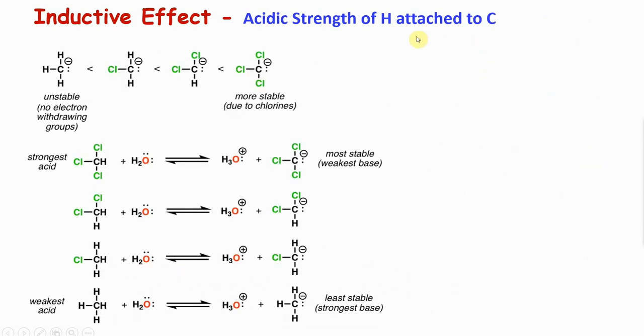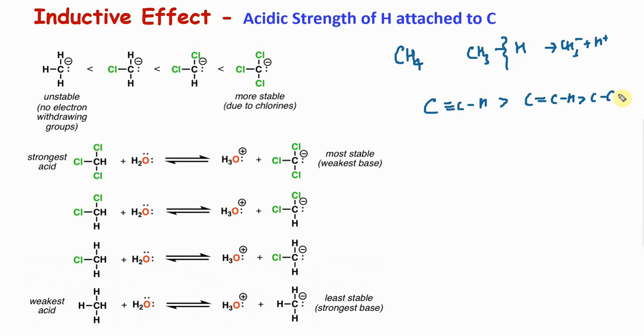Now we are going to go into the same idea with a different example. We are looking at methane, CH4, which we can take as CH3-H. We are going to cleave this bond to make CH3 minus and H plus. We saw this in the previous example: the C triple bond CH is stronger in acidity than C double bond CH, which is stronger than C single bond CH. We saw this in the previous slide. Here all of them are single bonds, but even within that there is variability.